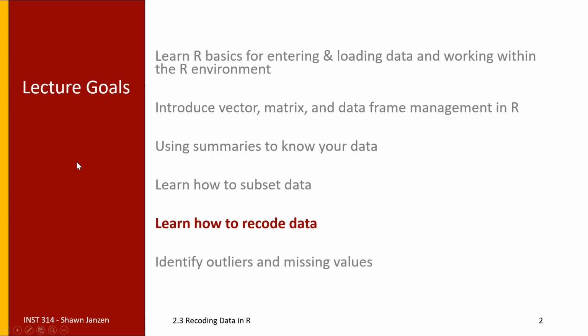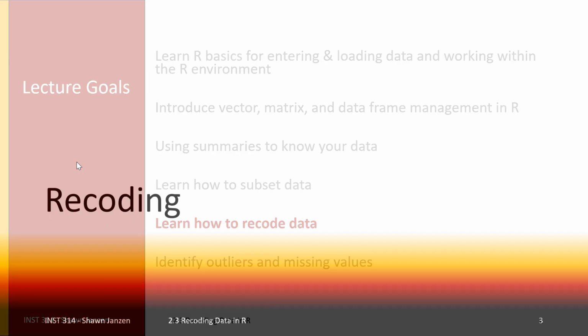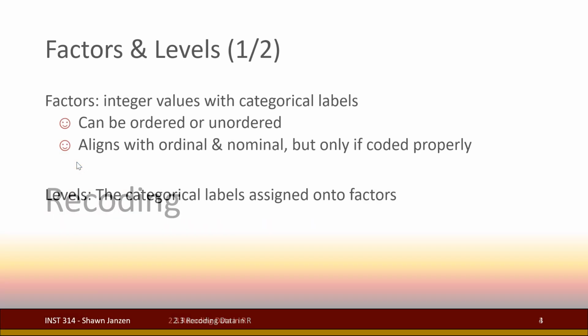As we can see from the lecture goals, we're most of the way through the basic data management in R. We're now onto recoding, and next we'll have coming up outliers and missing values. So let's jump into recoding.